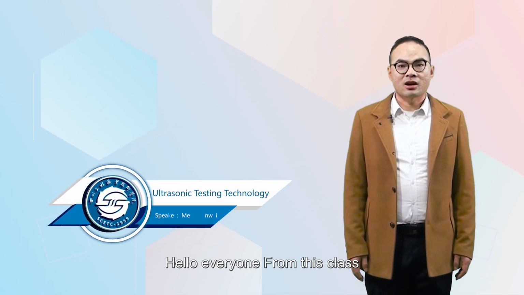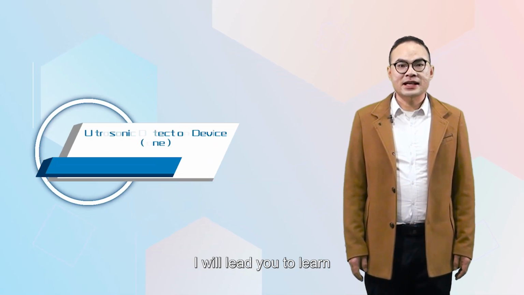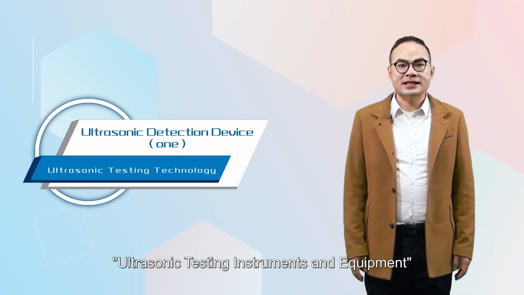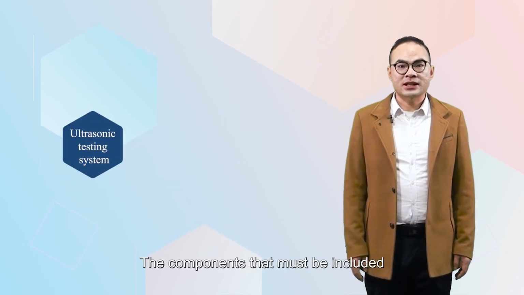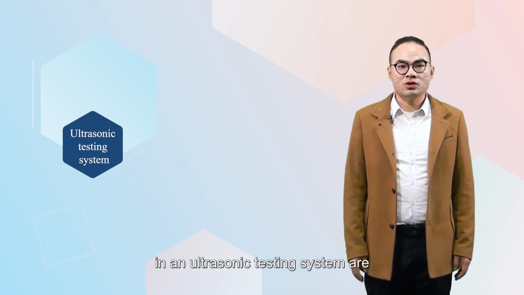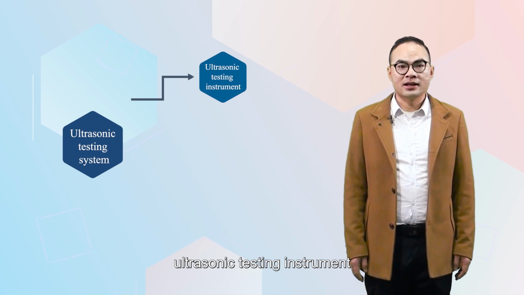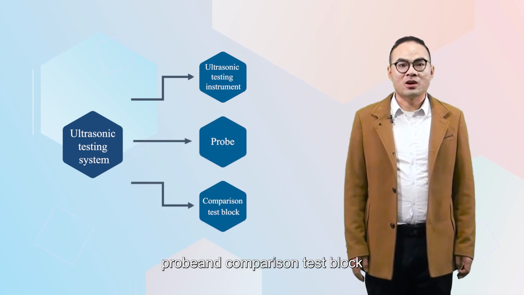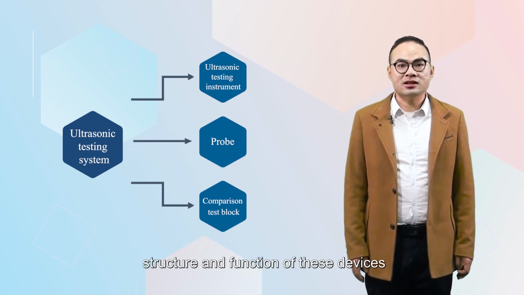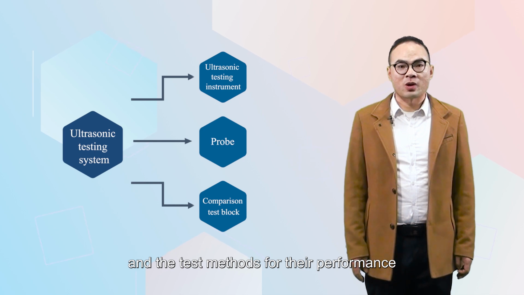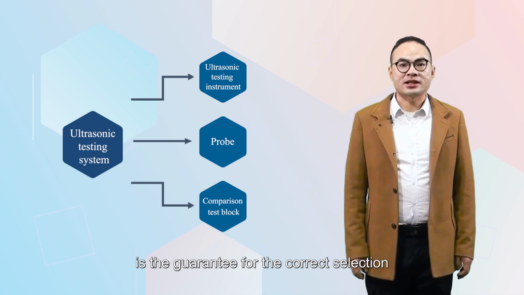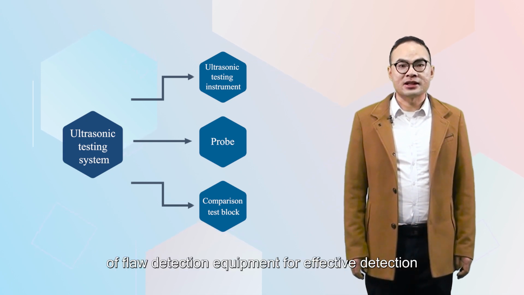Hello everyone. From this class, I will lead you to learn ultrasonic testing instruments and equipment. The components that must be included in an ultrasonic testing system are the ultrasonic testing instrument, probe, and comparison test block. Understanding the principle, structure, and function of these devices and the test methods for their performance is the guarantee for the correct selection of flaw detection equipment for effective detection.